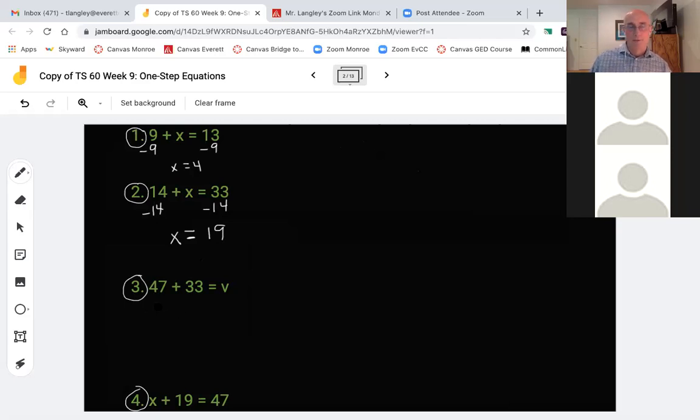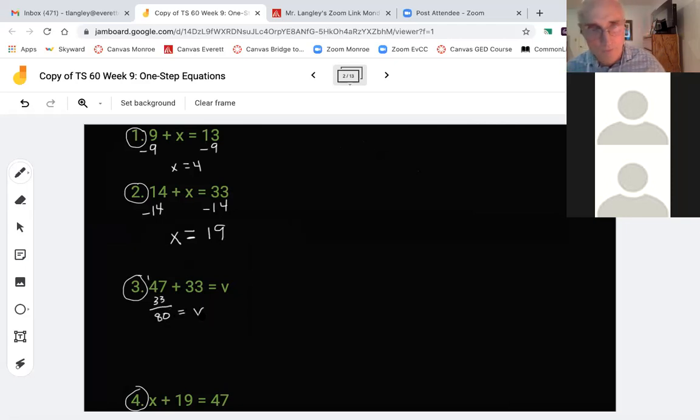Number 3 here, if you want to write this down, 47 plus 33 is V. This is almost easier because V is already by itself. So I just have to add these two numbers together, 47 and 33. I just have to add them up. So 10, 4, 5, 6, 7, 80. 80 equals V. So V equals 80, okay?